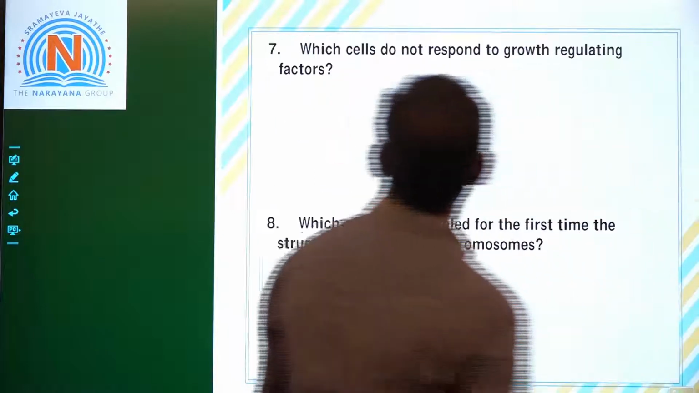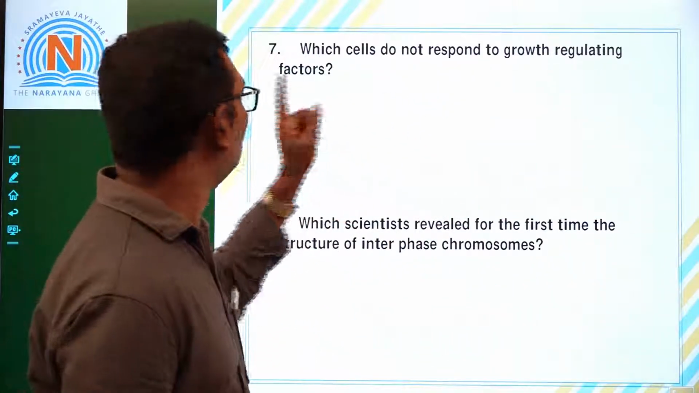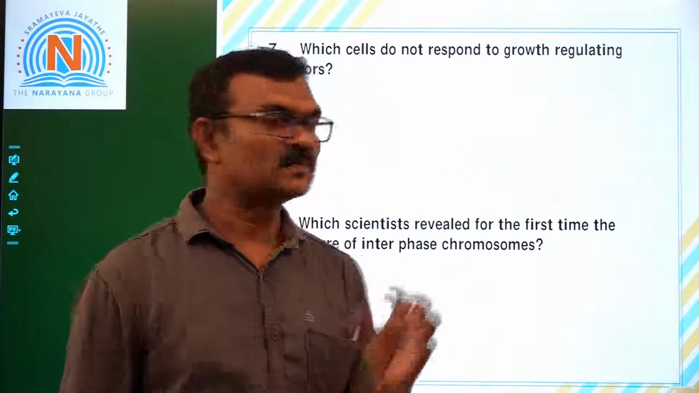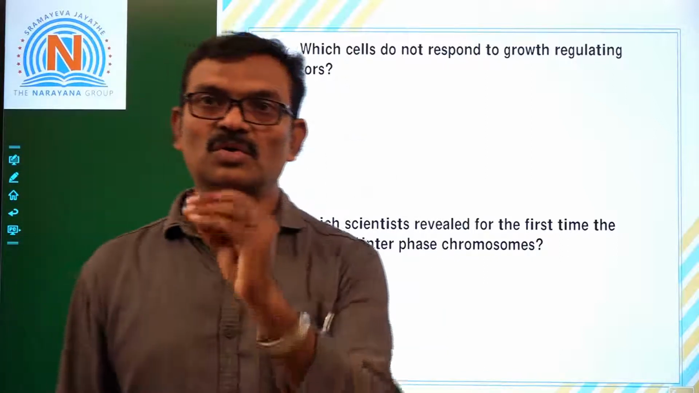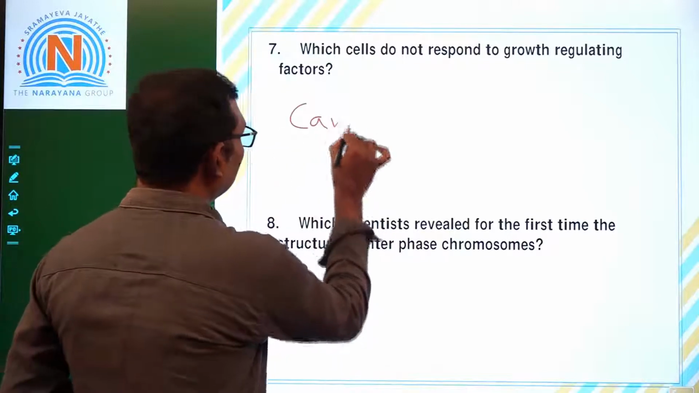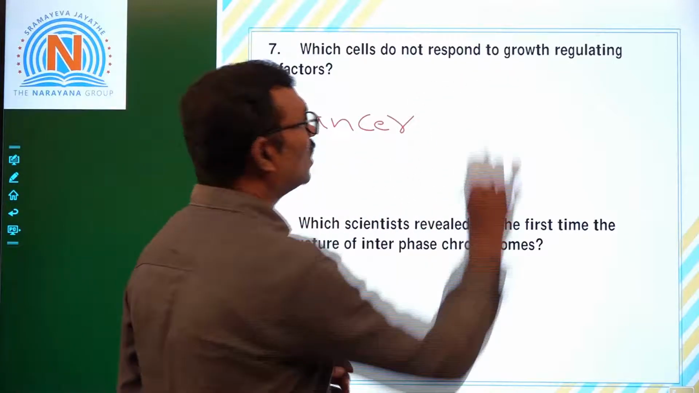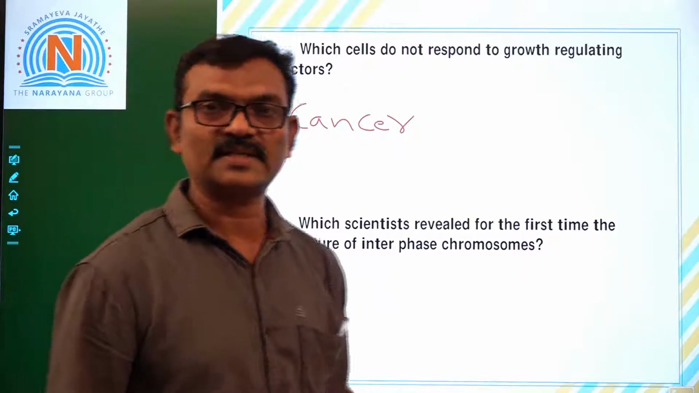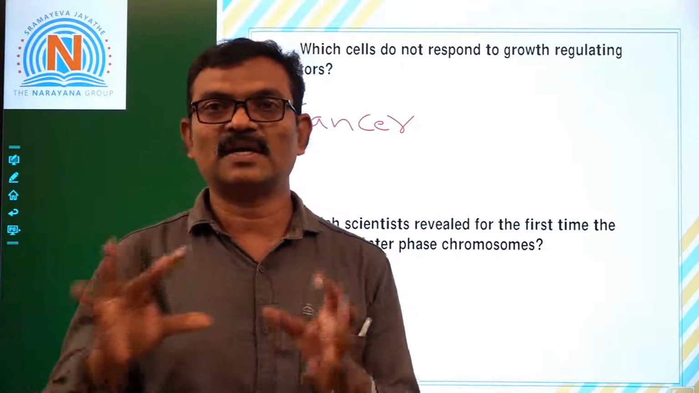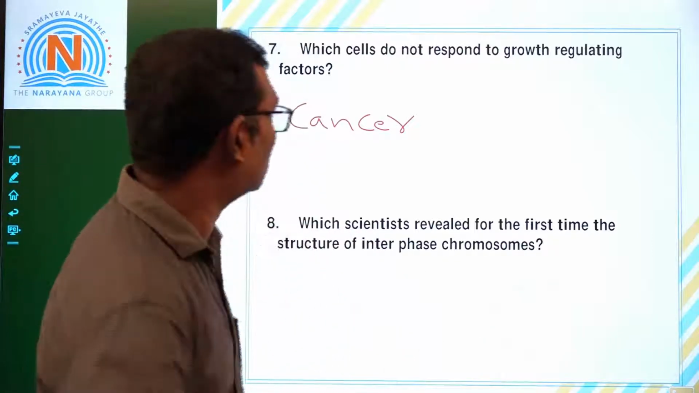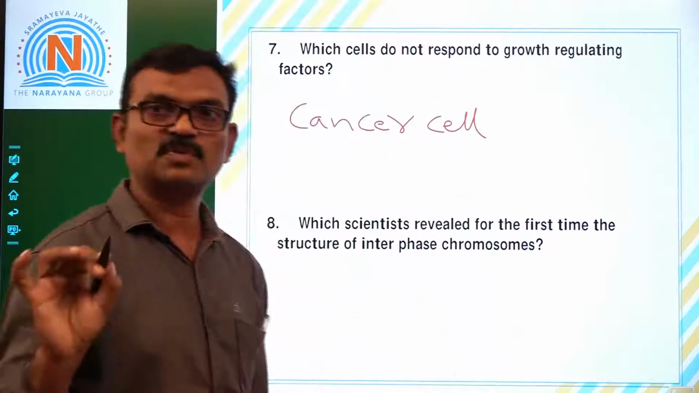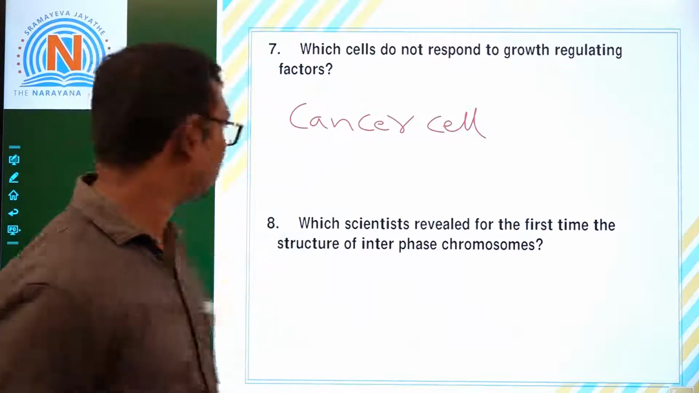Okay, right. Next question. Which cells do not respond to growth regulating factors? In our body, all the cells respond to growth regulating factors except cancer cells. Cancer cells do not respond to growth regulating factors. That's why they continuously divide when compared to normal cells, and they kill the host. They kill the person. Next question.